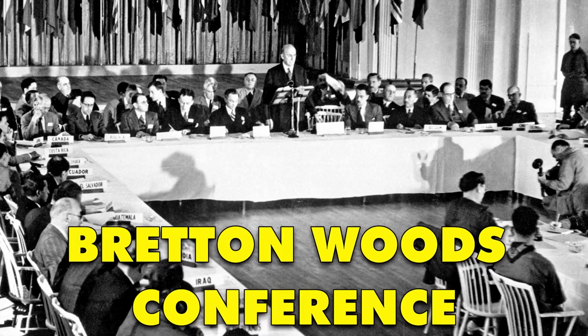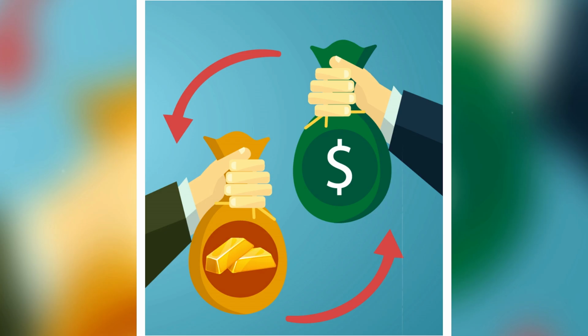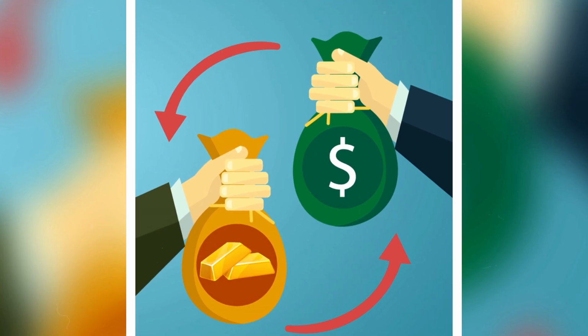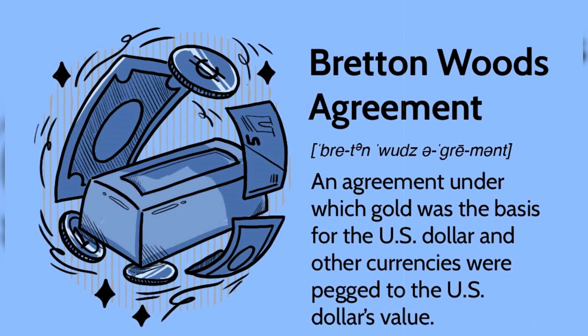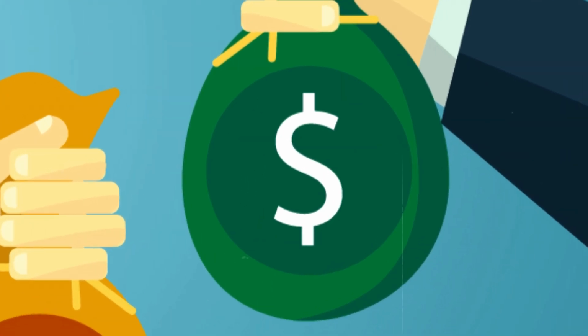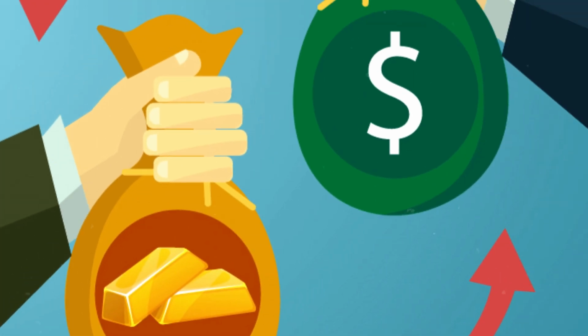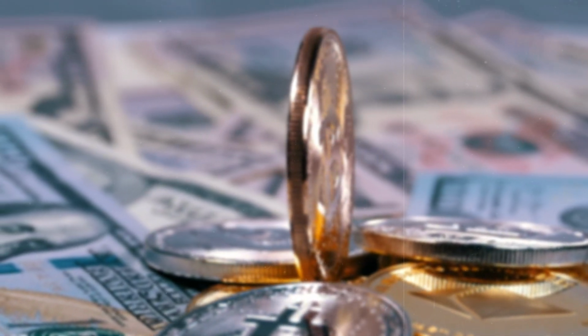In 1944, at the Bretton Woods Conference, 44 allied nations agreed to peg their currencies to the dollar, which was itself exchangeable for gold at a fixed rate. This conference established a new global monetary system, with the US dollar as its linchpin. Under the Bretton Woods Agreement, the dollar was linked to gold, and other currencies were tied to the dollar, solidifying the dollar's position as the world's primary reserve currency.